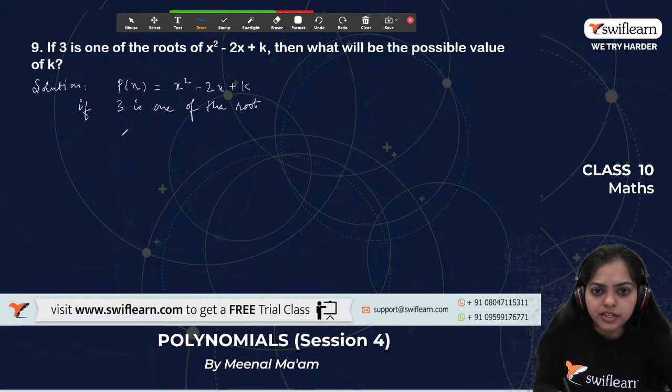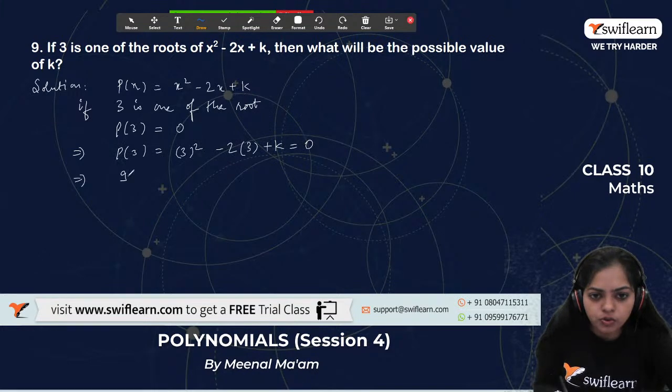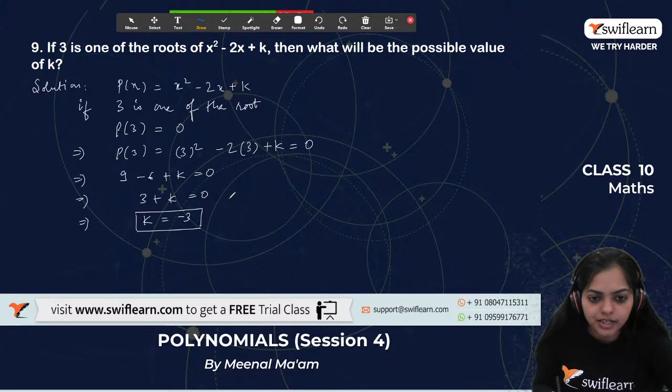This means p(3), that is 3 square minus 2 into 3 plus k, is equal to 0. Now let's solve this. 3 square is 9, minus 6, plus k is equal to 0. When I solve this, I get 3 plus k is equal to 0. This means the value of k will be minus 3. So it's my answer.